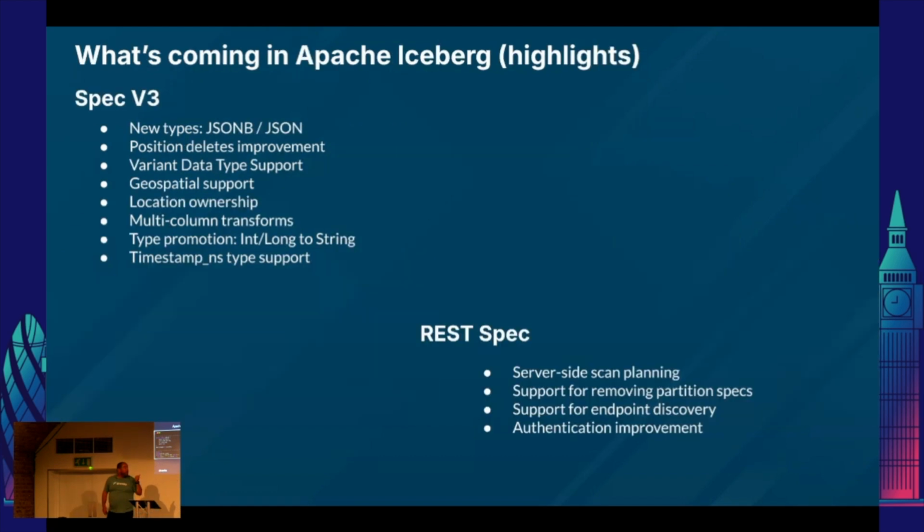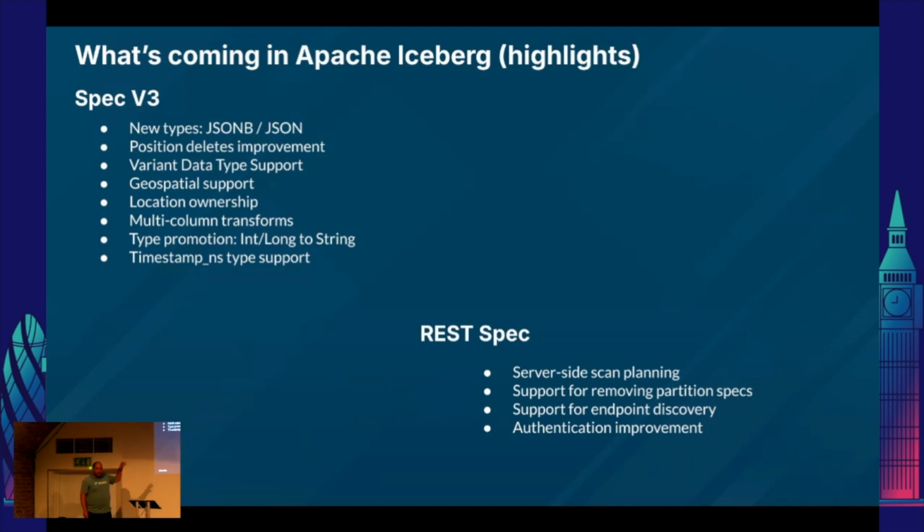Now in V3, we're gonna have multiple column transforms. So you will be able to create a month based on the timestamp and maybe another column if you want. Type promotion, we're gonna have also transform to convert from integer and long to string. So that's additional transforms we're adding. And timestamp in nanosecond has been added, it's already done. The purpose is, especially for financial data, it's pretty important to have nanosecond support.